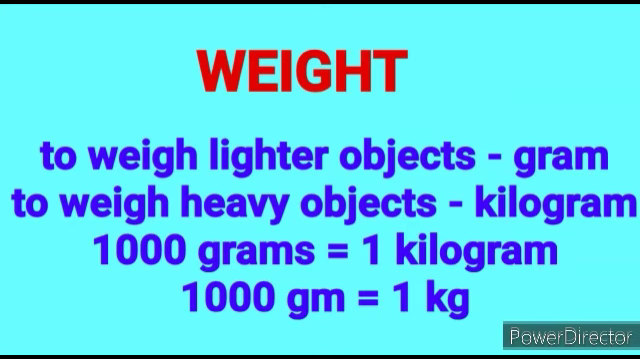For example, we measure apple using gram and we measure motorcycle using kilogram. We buy grocery items and chocolates in gram, and we buy vegetables in kilogram. So if we want to buy lighter objects, we use gram, and for heavier objects, we use kilogram.